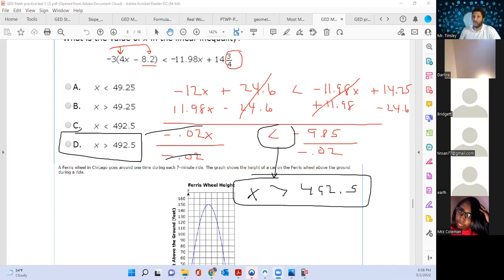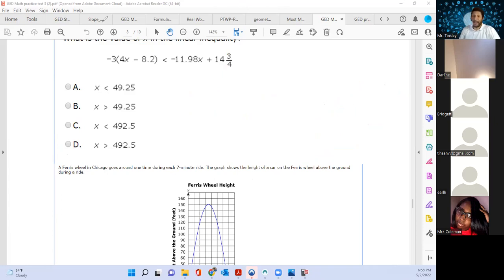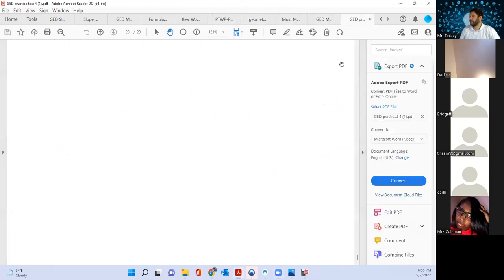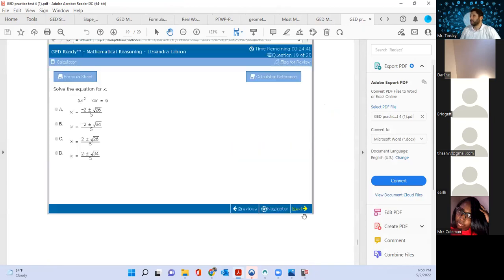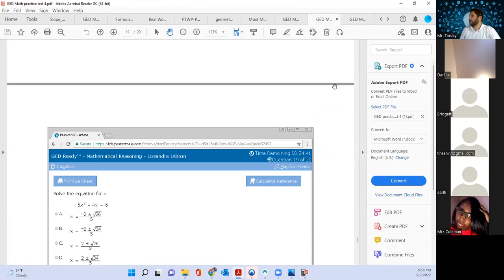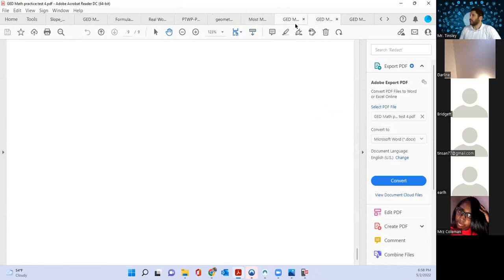Let me see if I can find another inequality. Now, I just got lucky. I happened to open that one up. Oops, that's not it. Okay, let's go back to that sheet. Where did I put it? Did I put it here?